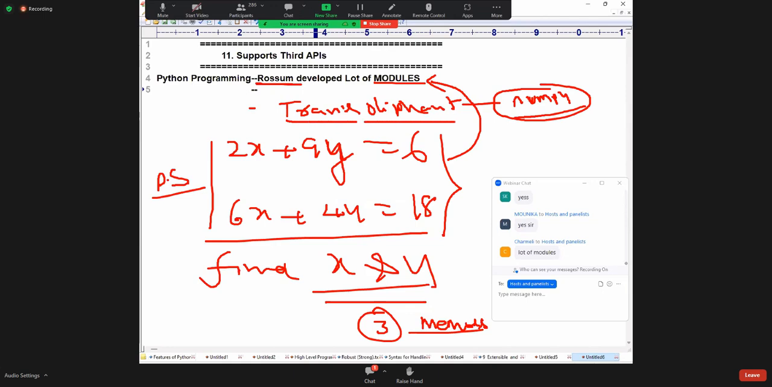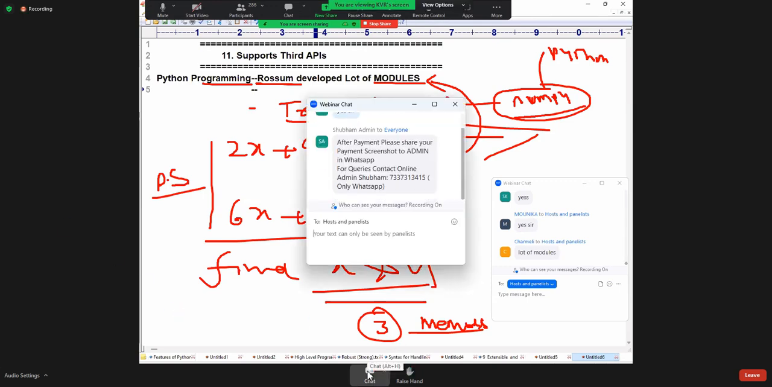He is a third party vendor. It is developed by the numpy.org organization, not by the PSF. It is developed by some different organization for Python people, for solving complex mathematical calculations. For solving complex mathematical calculations, Travis developed another module known as NumPy, which stands for Numerical Python.